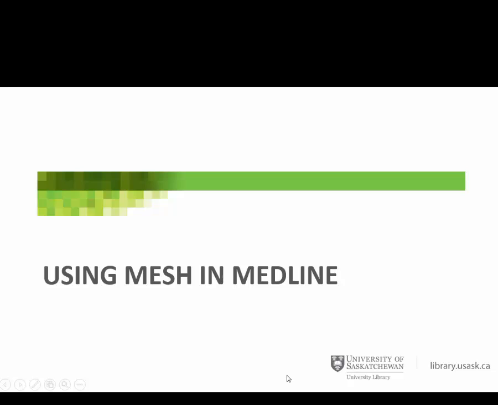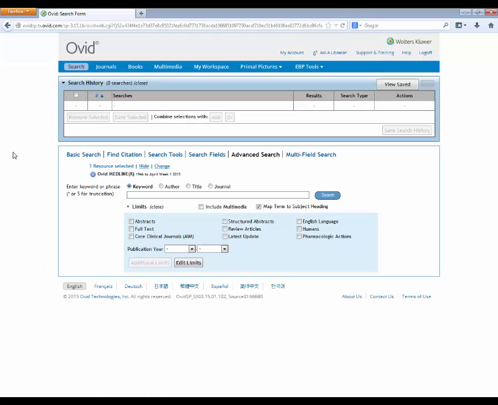Now let's look at using MeSH in MEDLINE. Using MeSH in MEDLINE is a little more straightforward than PubMed. This checkbox, mapped to subject headings, is automatically selected in the advanced search screen. And by keeping it checked, MEDLINE will compare the keyword we enter to the MeSH index, finding the most suitable term. I'm going to type in breast cancer and keep this box checked.